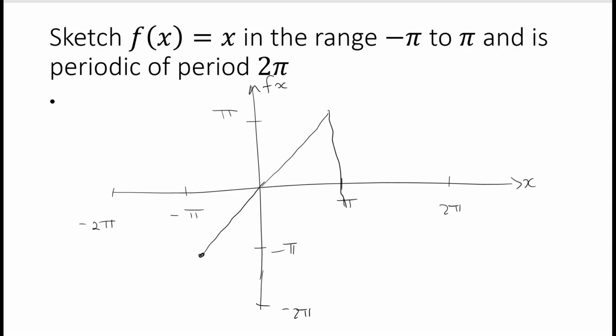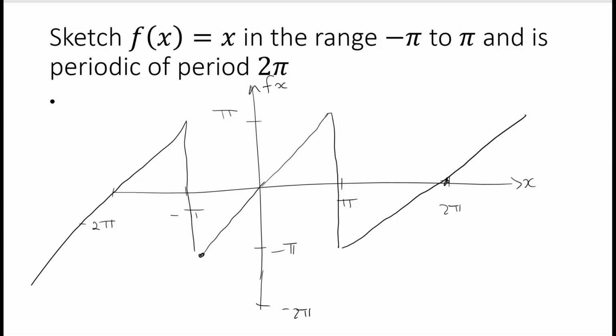but it's going to start, whoops, gone too far. It's going to start again, and similarly on the other side. And that fits with everything that is explained in the question. It's got a period of 2 pi from, say, here to there. That's 2 pi, and it fits the f of x equals x in that space.